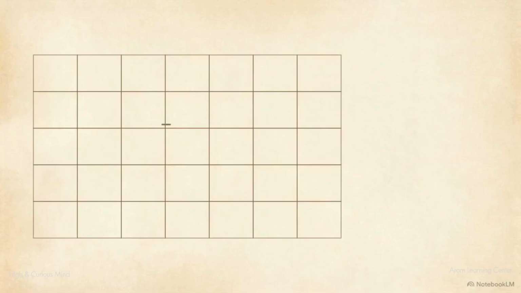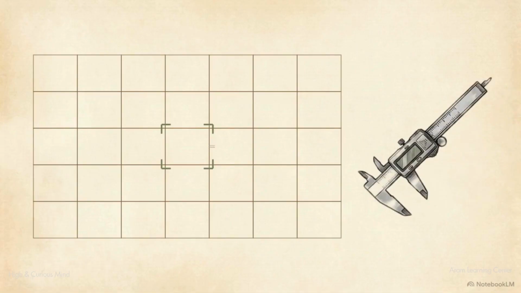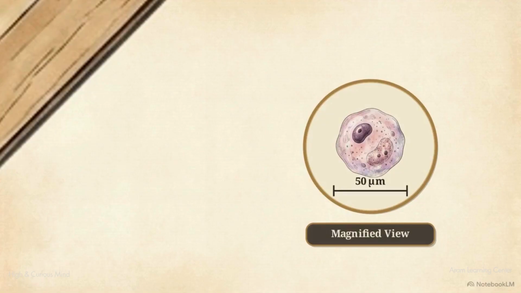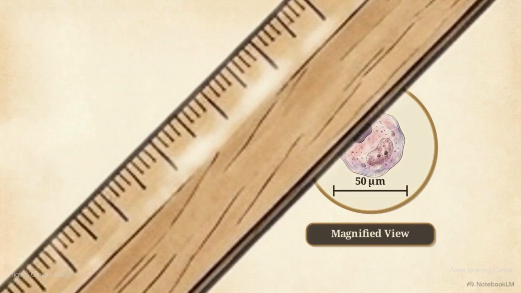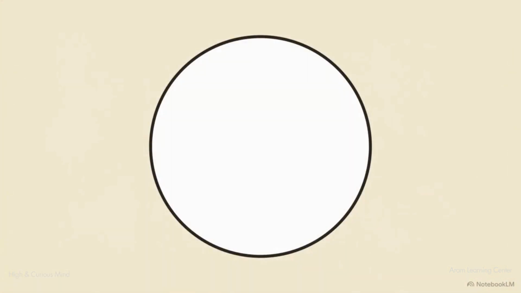Hooke provided the name, but modern biology requires the ability to quantify these structures. To understand the scale of life, we must calculate the specific physical dimensions of the cell. This raises a practical problem. How do you measure an object that is far too small to line up against a physical ruler? We use a method called the field of view.